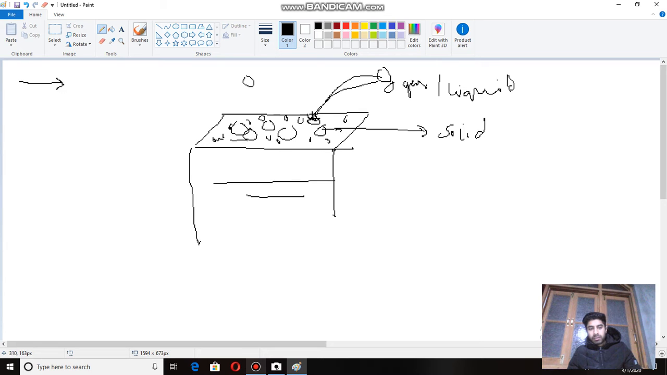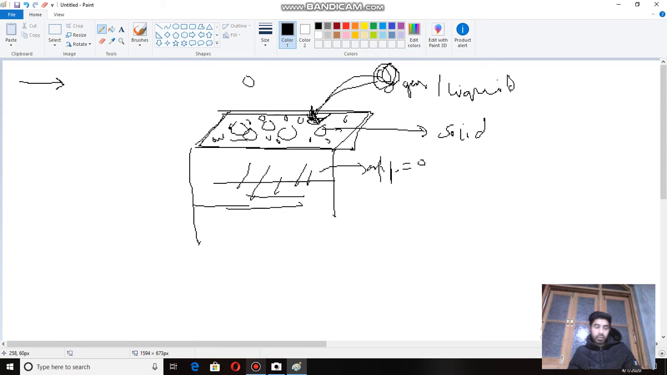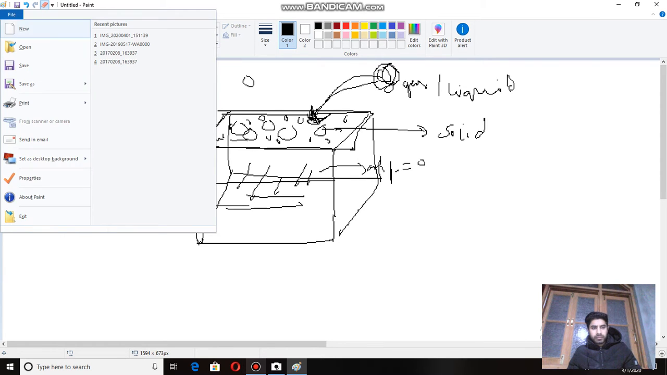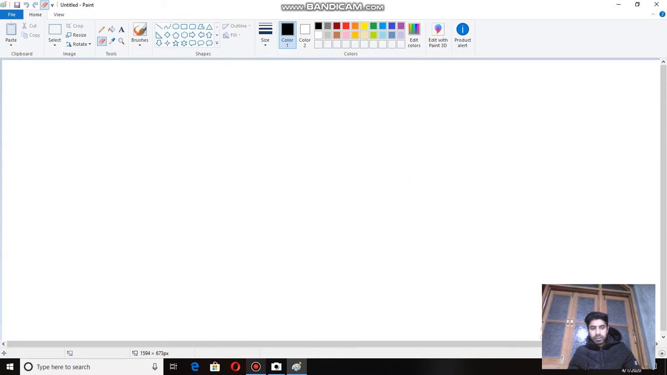The bulk of the material here, in the bulk, the concentration of these foreign materials is approximately 0. That means these foreign particles remain only at this surface and form a layer over there in the process of adsorption. There is a second process which is known as absorption. I hope you know that. Let's try to discuss that now.